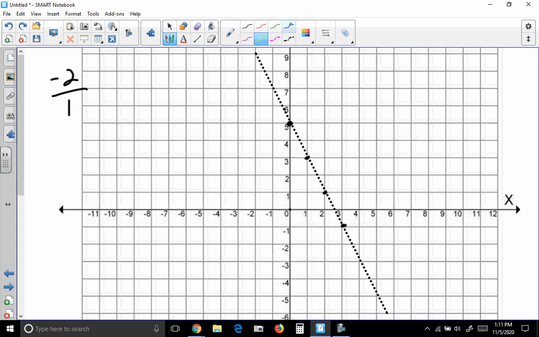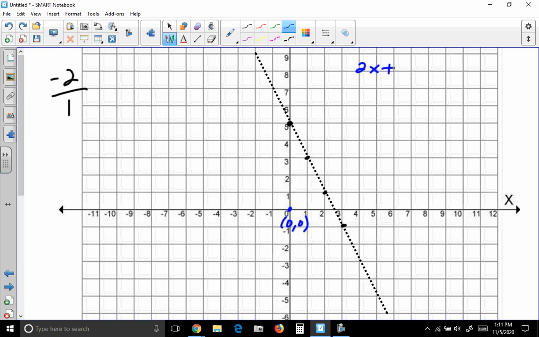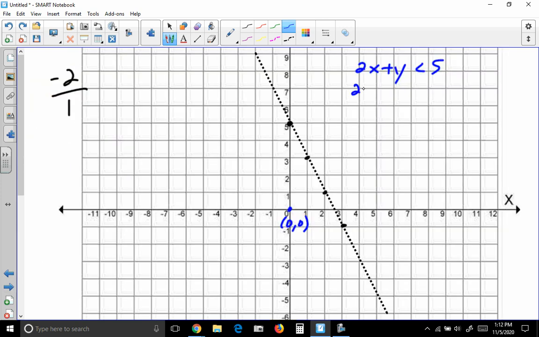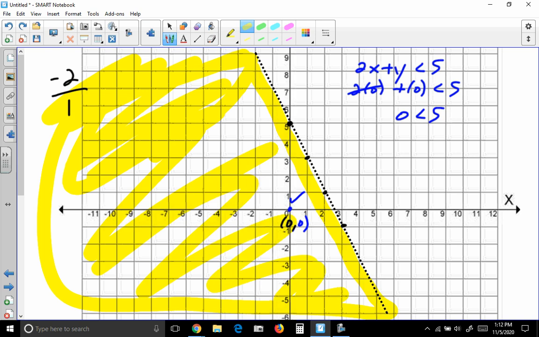So now we just need to determine which side of the boundary works. So I'm going to pick the origin as a test point. And if we take our original inequality, I always like to go back to the original just in case I made a mistake along the way. Plug a 0 for x and a 0 for y and see if that works. Well, 0 plus 0 is 0, and 0 is less than 5. So yes, that point is a solution. So we need to highlight this side of the line. Everything over here gets highlighted.